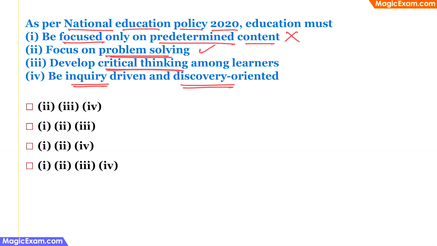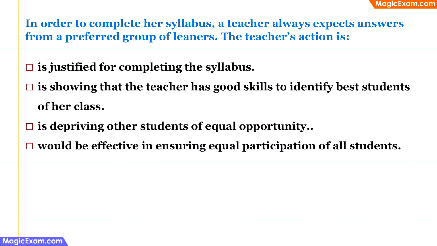They should get an opportunity to experience things hands-on, experiment and learn things on their own. Therefore, problem solving, critical thinking and inquiry-driven, discovery-oriented learning are all things which are encouraged by the National Education Policy of 2020. Therefore, 1 is incorrect, 2, 3 and 4 are correct. Therefore, 2, 3 and 4 is the correct answer here.